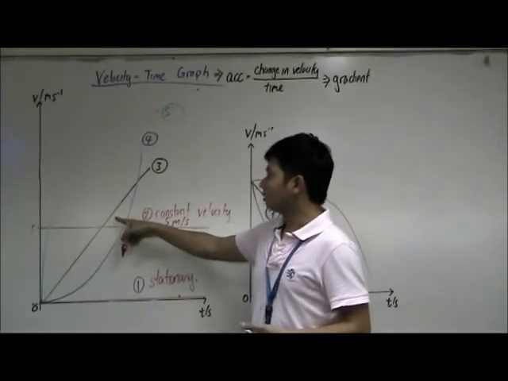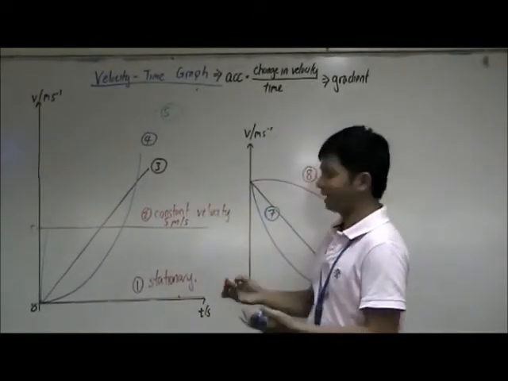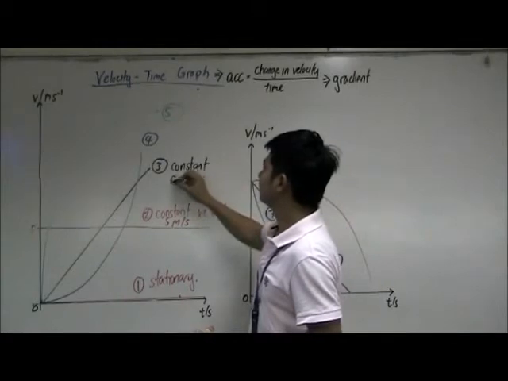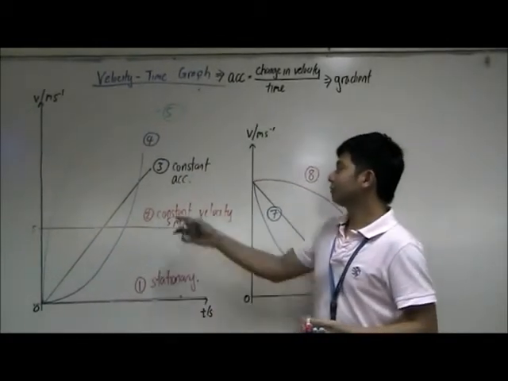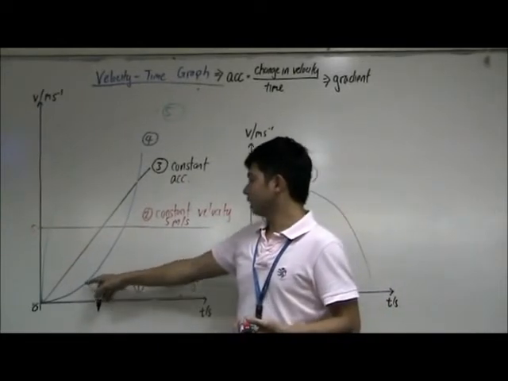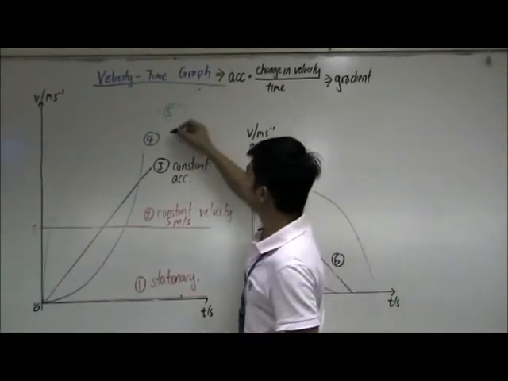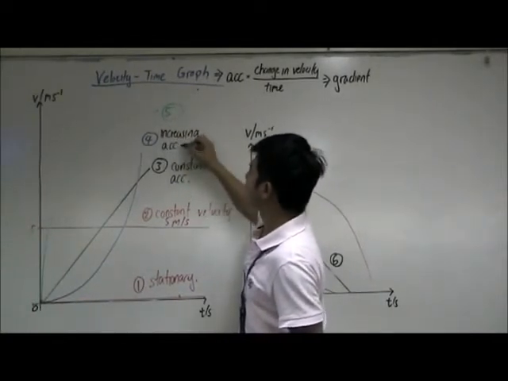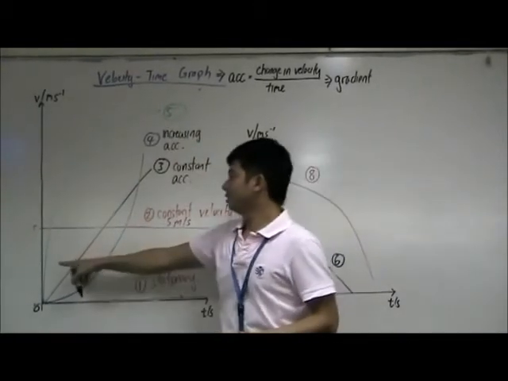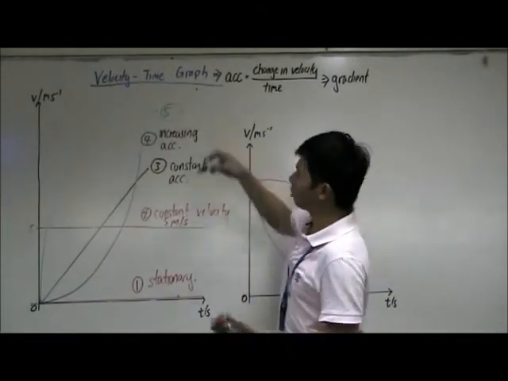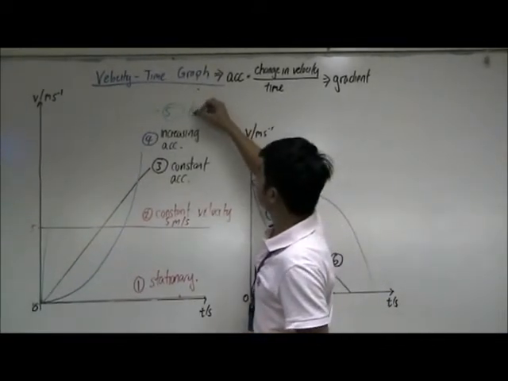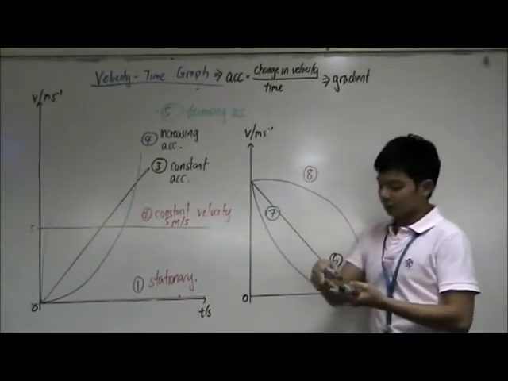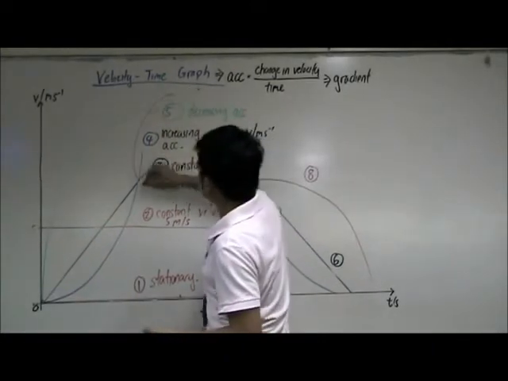Okay, graph number 3. This is a constant gradient. So constant gradient means that the acceleration is constant. We say that the object is traveling at constant acceleration. Okay, graph number 4. This is an increasing gradient. So we say that the object is moving at increasing acceleration. And graph number 5, the gradient is decreasing, so we say that the object is actually moving with decreasing acceleration.